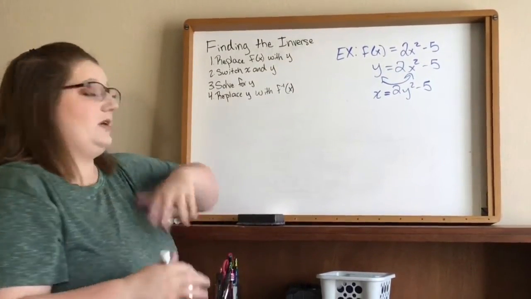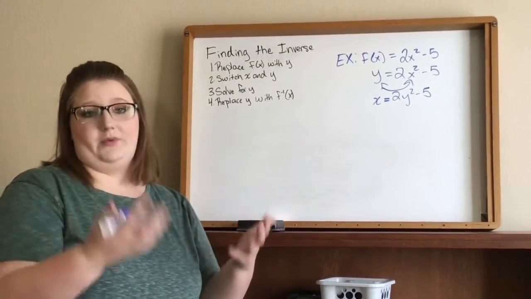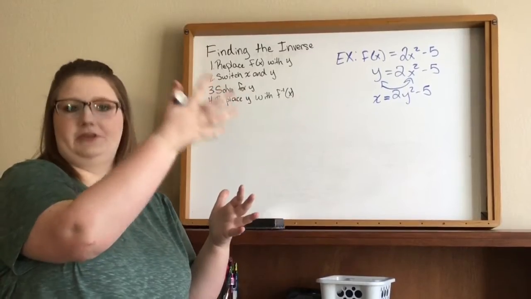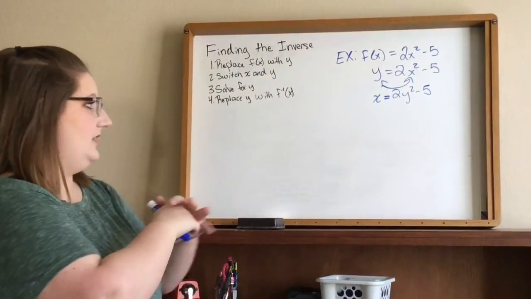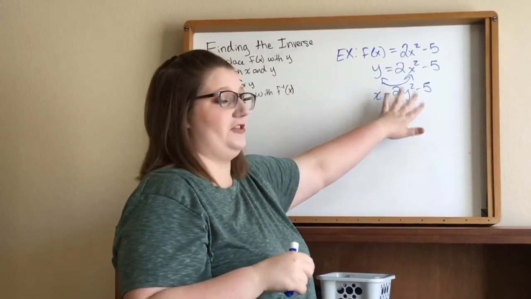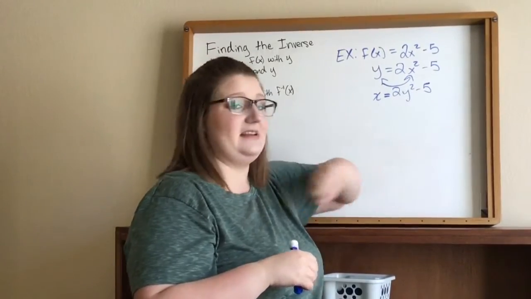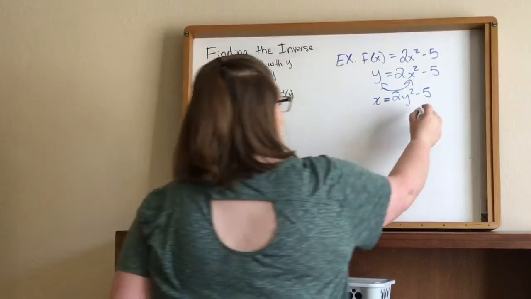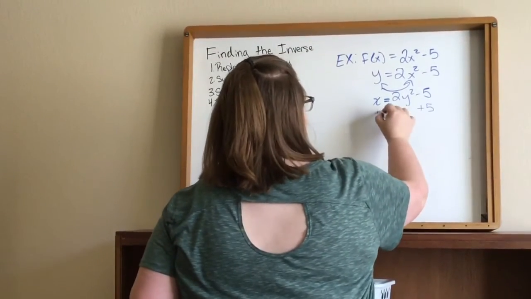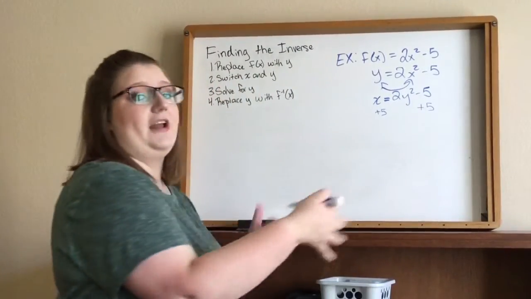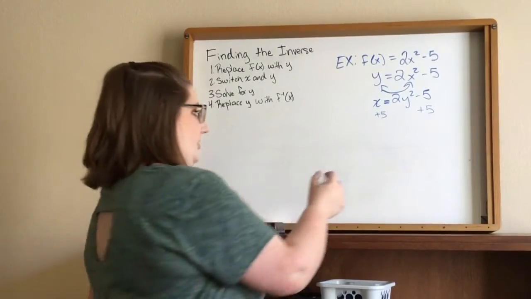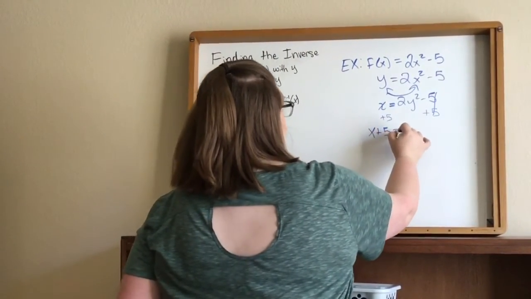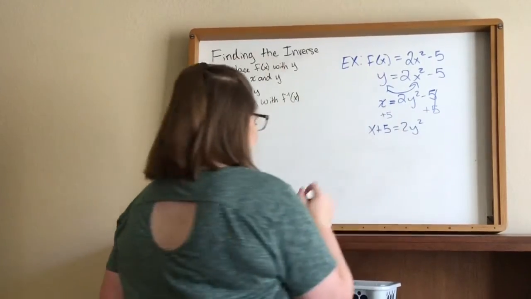And then step 3, we need to solve for y. So when we're solving an equation, we work our order of operations backwards. So starting with addition and subtraction. So in our problem over here on the right-hand side, we've got a minus 5. So to get rid of that minus 5, we're going to add 5 to both sides, since minus 5 and plus 5 are inverses or opposites of each other. So that gives us x plus 5 equals 2y squared.